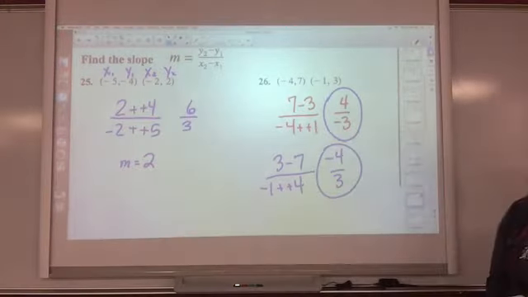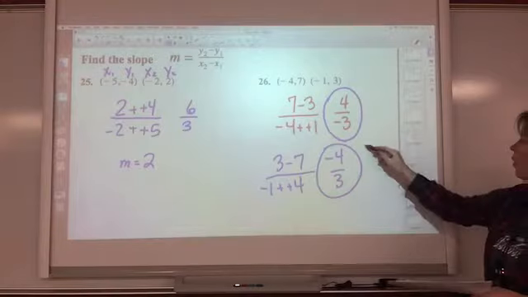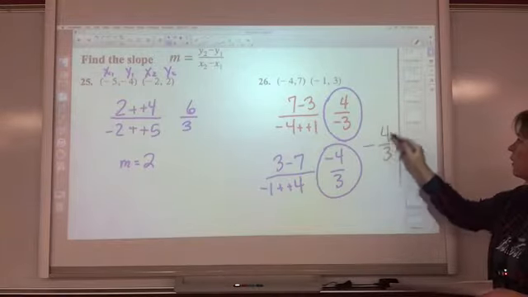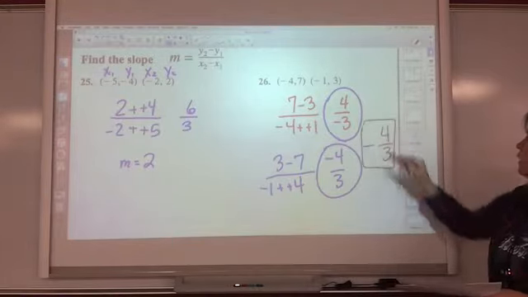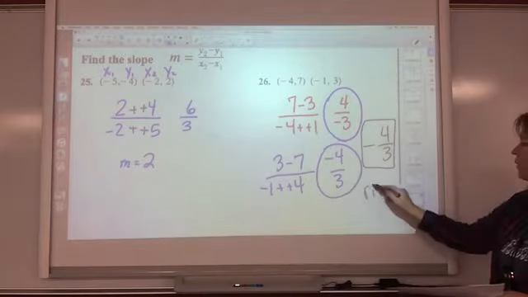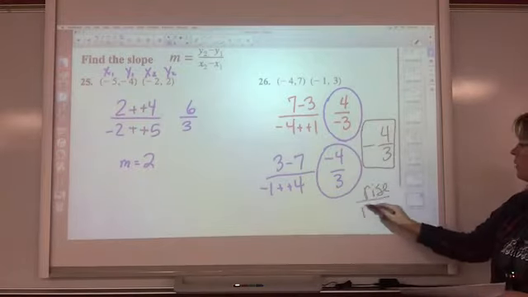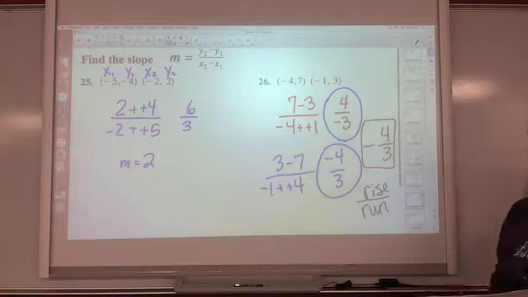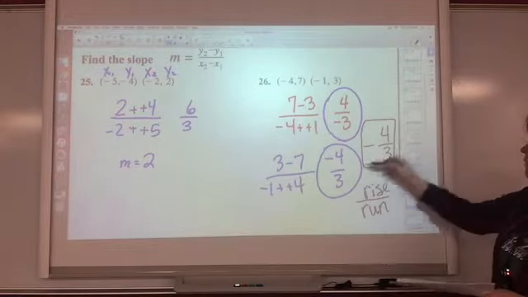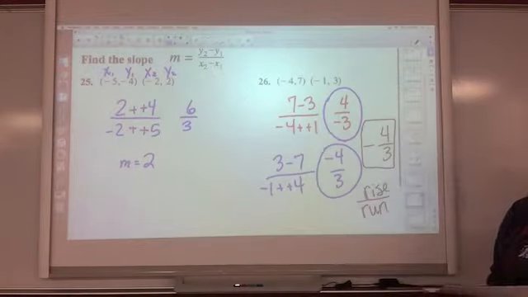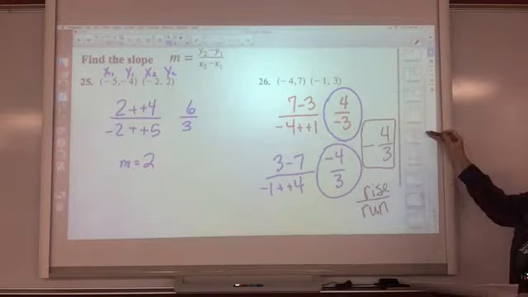Doesn't matter where you put the negative. It can be in the numerator, it can be in the denominator, or it could be out in front. Just please make sure you leave it as an improper fraction, as slope is measured as rise over run. At no point ever would you turn that into 1 1/3 or 1.333. Keep it as rise over run.